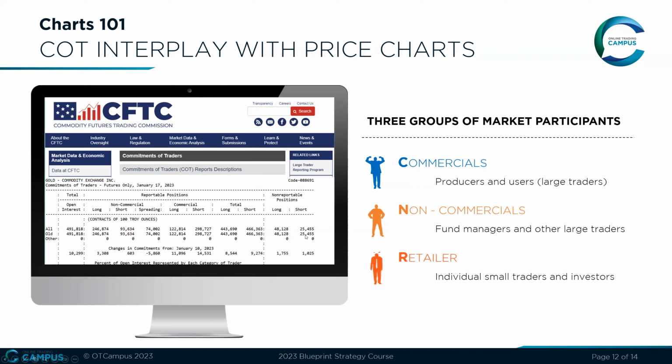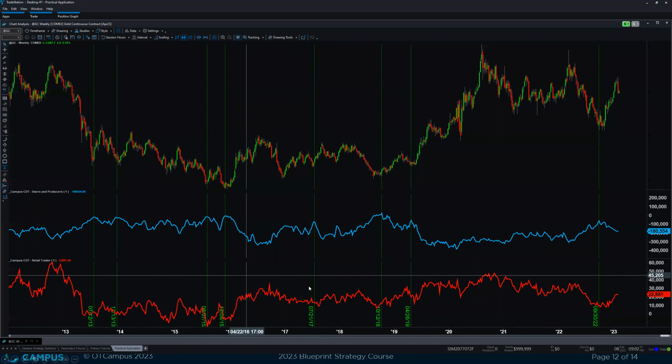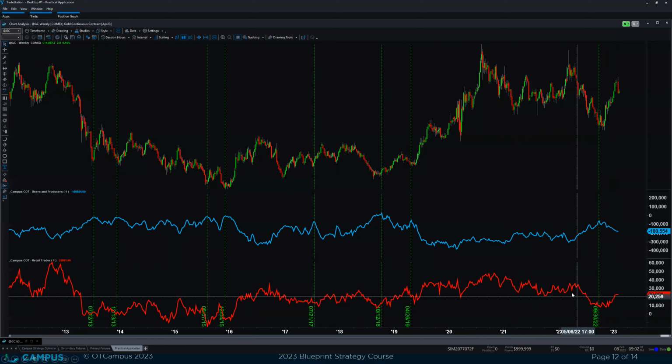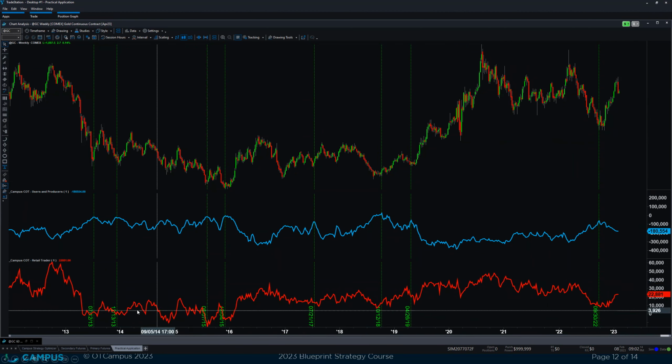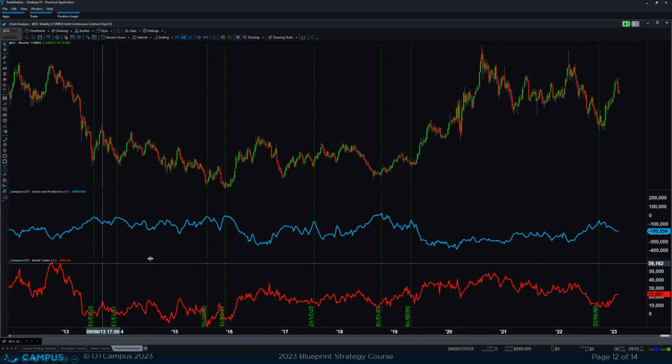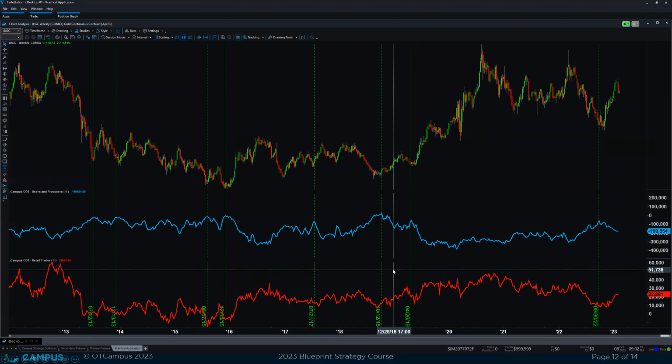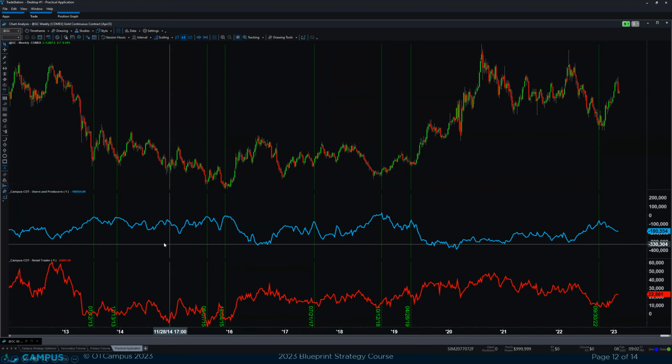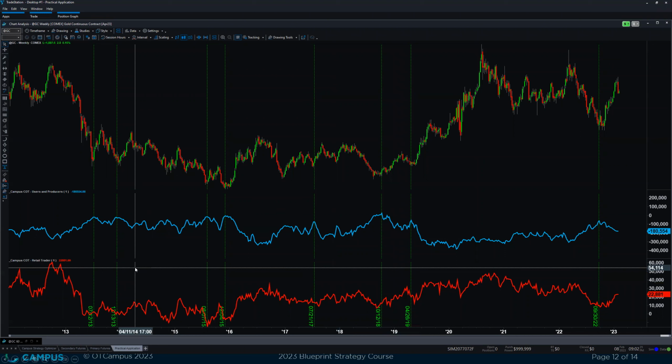And so those non-reportables here at the far end, they would then be what we have right here in this red net positioning report, also throughout time. So now I want you guys to tell me, when was the time that the retailers, so the retail trader, the small trader as a group, were the most bullish? And when was the time that they were most bearish?